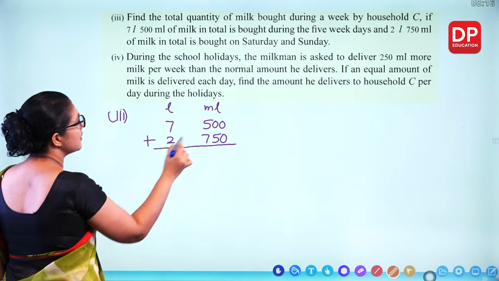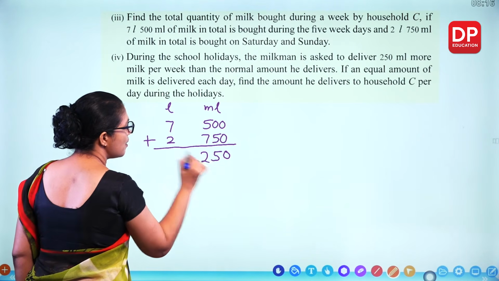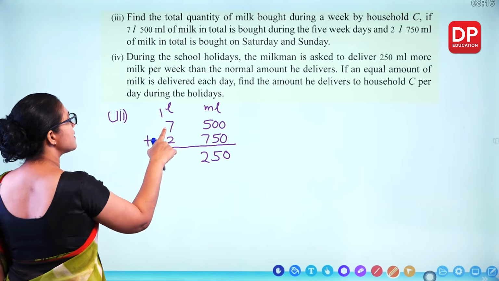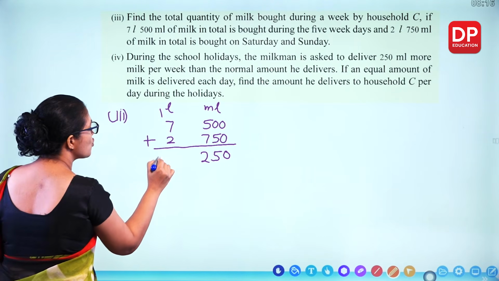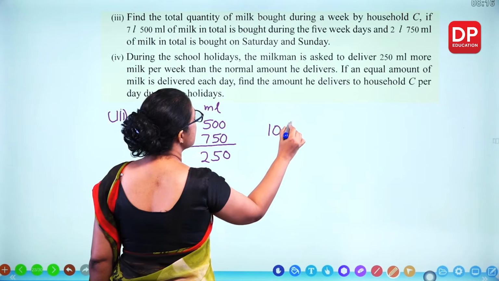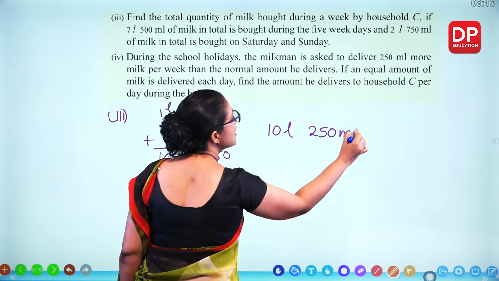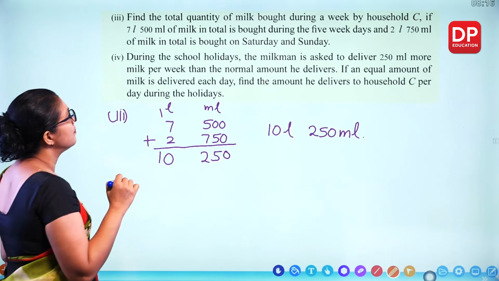So we'll add it. 0, 5. 7 plus 5, 12. Put 2 and take 1 here. 7 plus 1, 8. 8 plus 2, 10. So what's the answer? 10 liters and 250 milliliters.